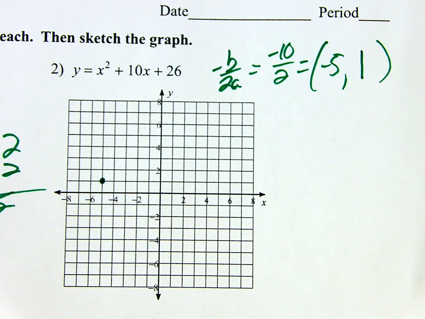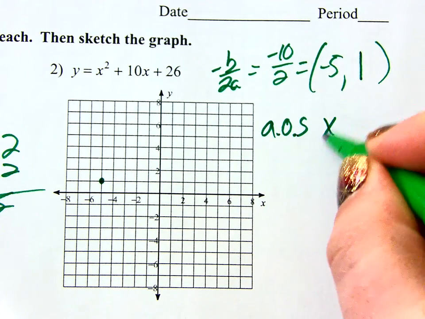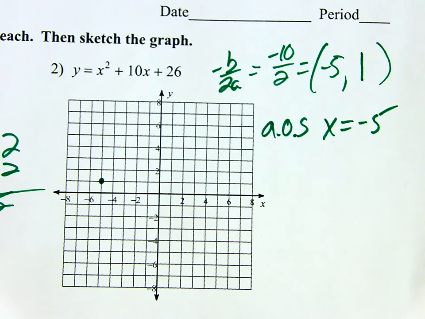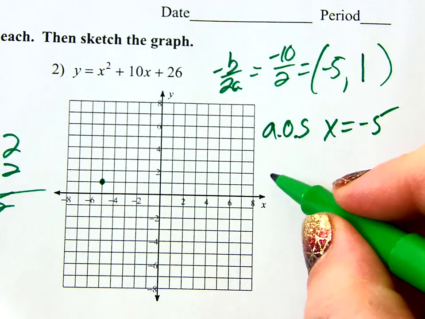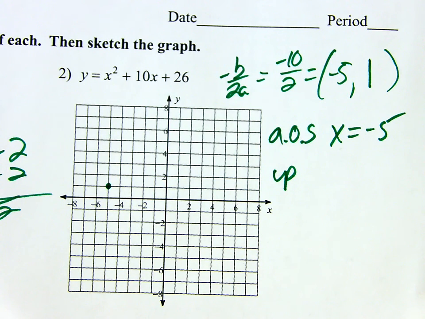I know the equation of the axis of symmetry would be what? X equals negative 5. I also know that this graph is up like a cup or down like a frown? Up. So therefore, I actually also know my x-intercepts. There are none.